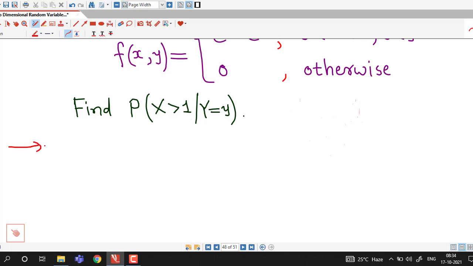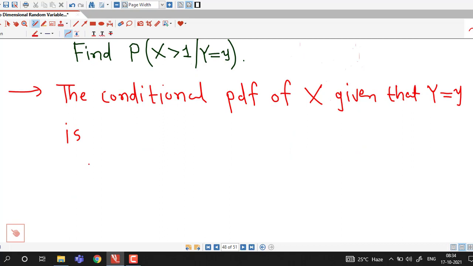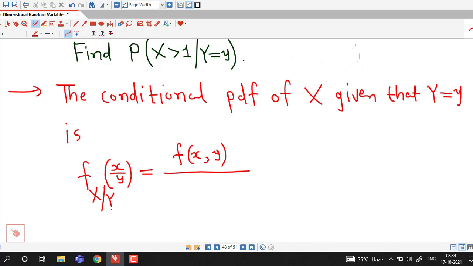So as we know, the conditional probability density function of random variable x given that capital Y takes the value y, the notation is f of x by y, and here we write capital X given that capital Y. And by definition, this is the division of joint density and marginal probability density function of random variable y.